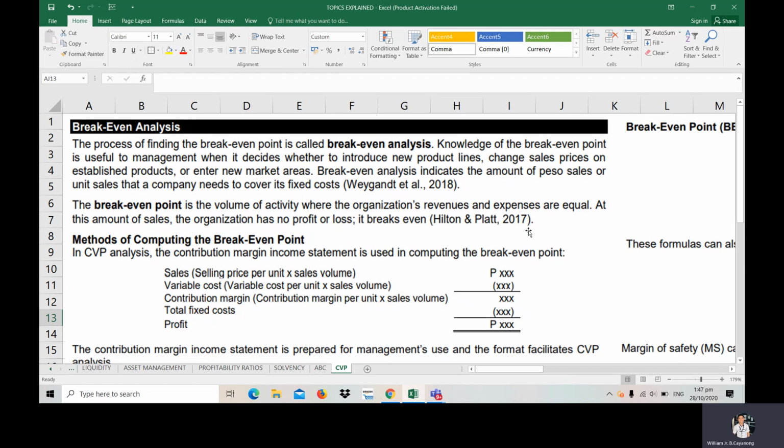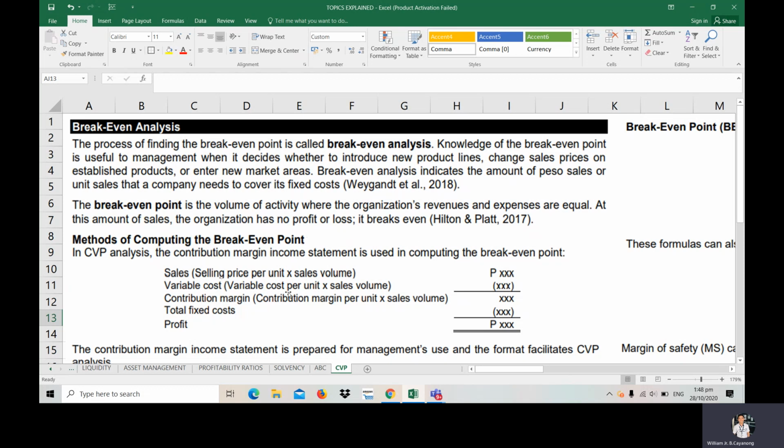This is important for a certain company to know kailan sila dapat mag-increase ng production, kasi if ever parating break even, wala din silang profit. Therefore, if alam nila yung break even units nila, then they have to produce more units of products for them to create a profit. So we have methods in computing the break-even point.